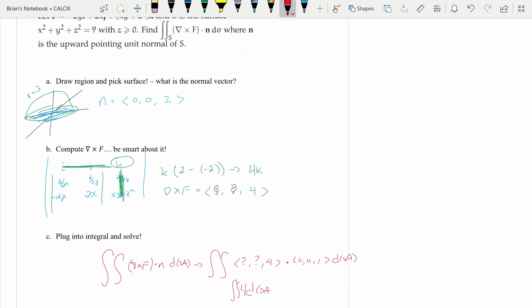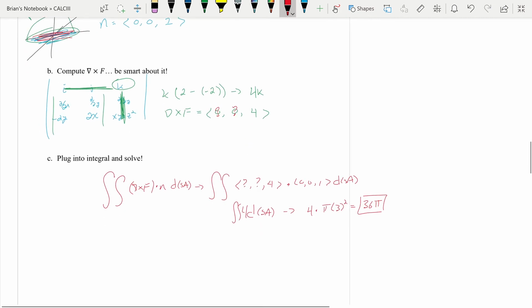Perfect. Now all we need to know is the surface area of that circle region in there. We know the radius is 3. So again, it's 4 times pi times radius squared, so it'll become 36 pi. Sweet. Okay, we're kind of starting to get in a rhythm with these. Let's check out the next one.